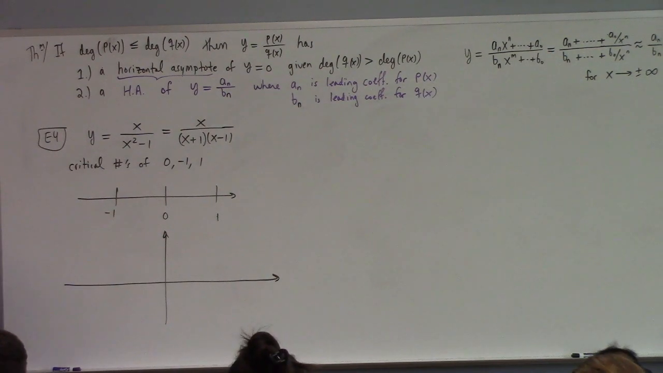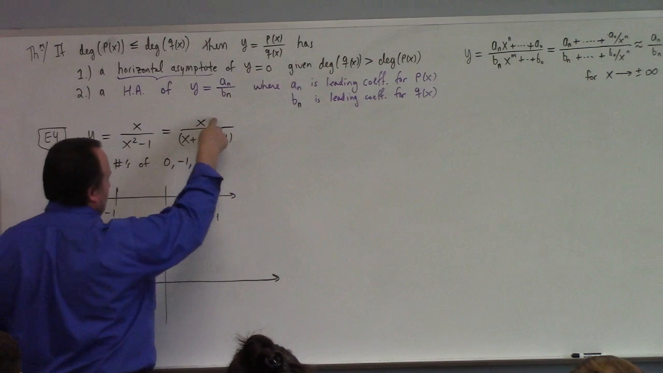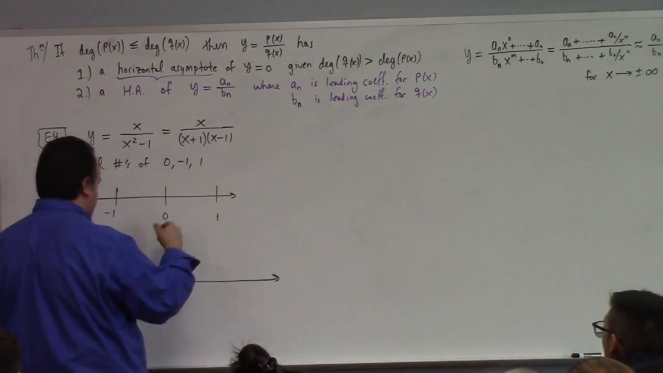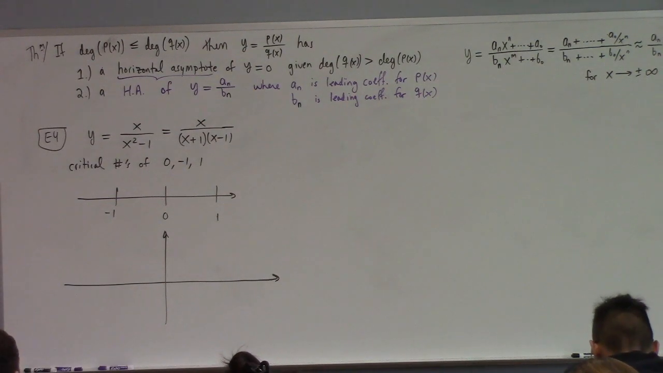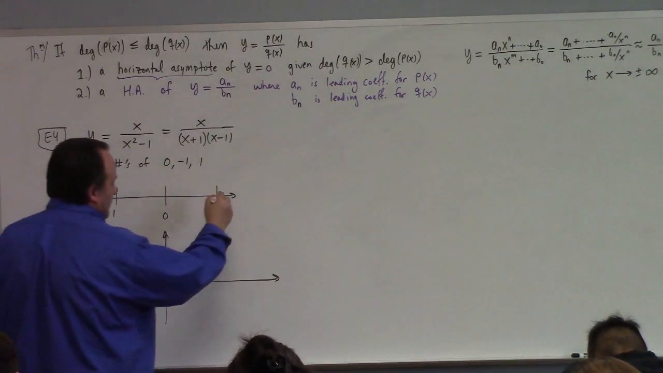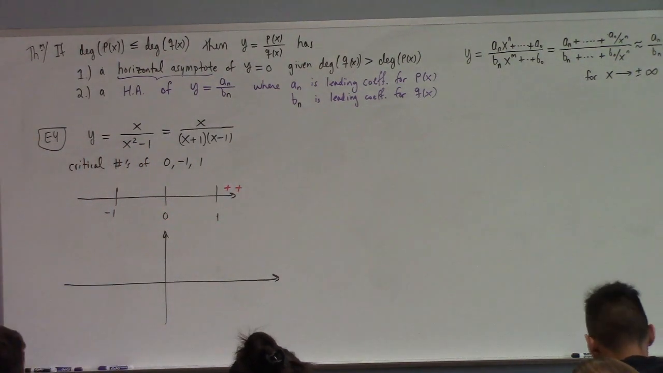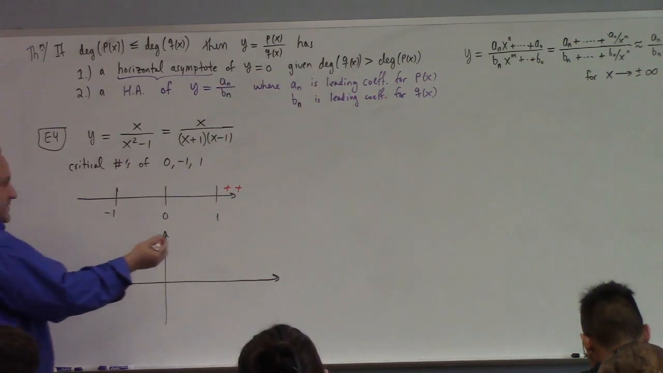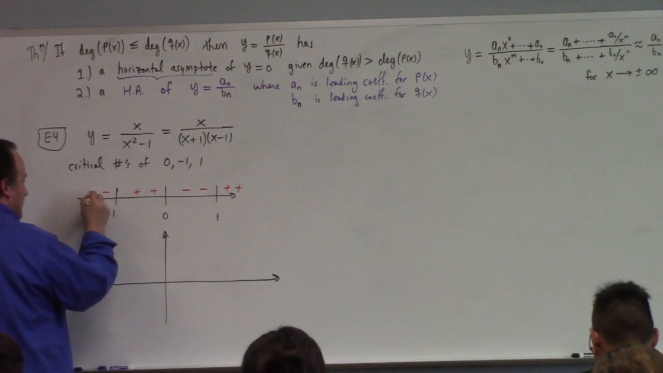And then just plug in some points for good measure. Let's see here. If I plug in like 3, I get plus, plus, plus. So I start out positive over here. And how about the multiplicities of the factors? What are they? Well, they're 1. Every factor has multiplicity 1. So that means I flip signs at each critical number. So I go plus to minus, and minus to plus, and plus to minus again.